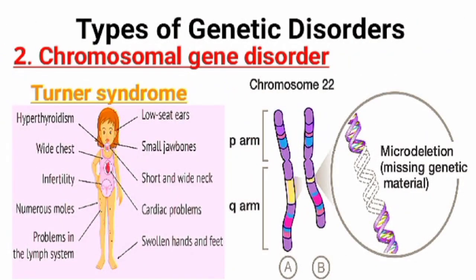Turner syndrome is another example of chromosomal gene disorder. Turner syndrome is caused by a missing or incomplete X chromosome. People who have Turner syndrome develop as females. The genes affected are involved in growth and sexual development, which is why girls with the disorder are shorter than normal and have abnormal sexual characteristics.